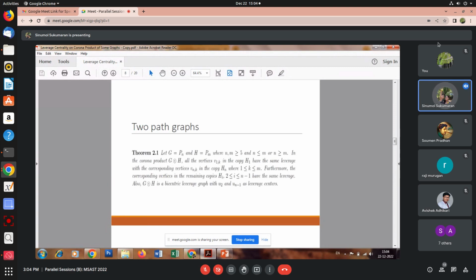Now we move to the corona product of two path graphs. This is a theorem. Let G = Pn and H = Pm, where n, m are greater than or equal to 5 and n is less than or equal to m, or n is greater than or equal to m. In the corona product G ∘ H, all the vertices v1k in the copy H1 have the same leverage as the corresponding vertices vnk in the copy Hn, where k varies from 1 to m. Furthermore, the corresponding vertices in the remaining copies, i varying from 2 to n-1, have the same leverage. Also, G ∘ H is a bicentric leverage graph with u2 and u(n-1) as leverage centers.